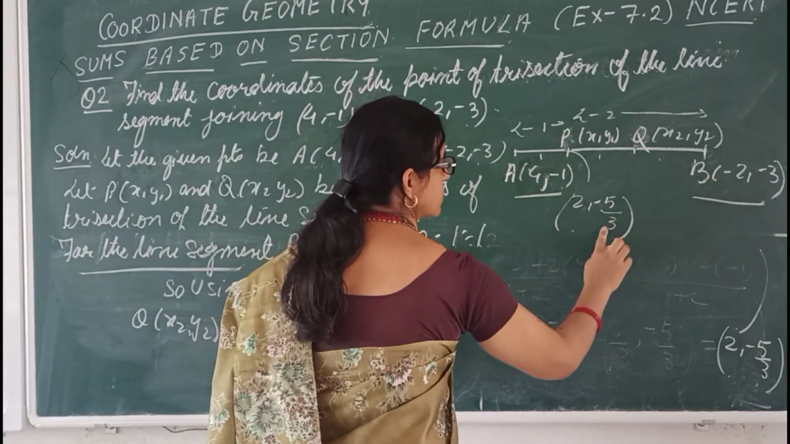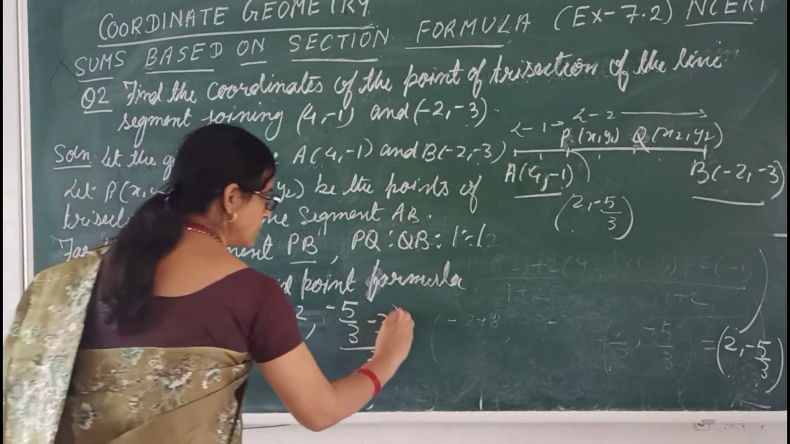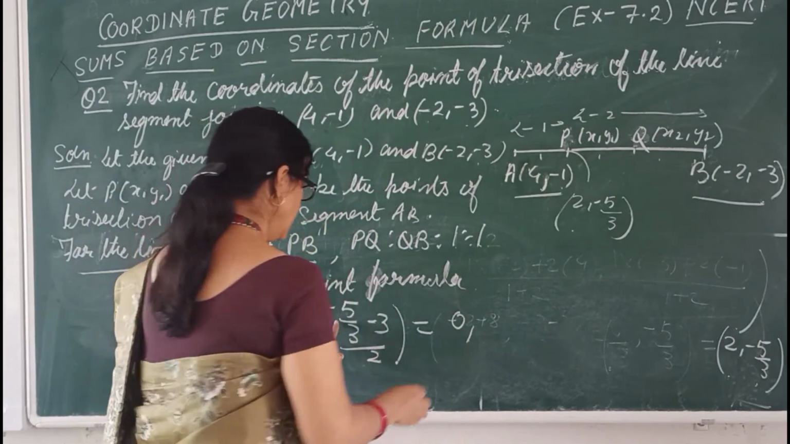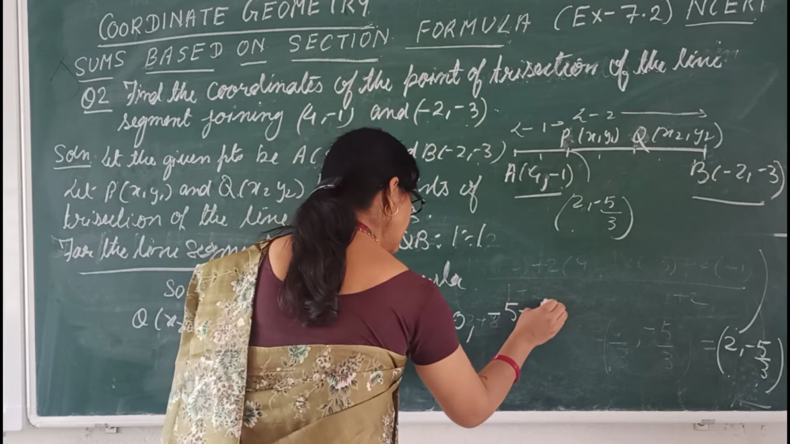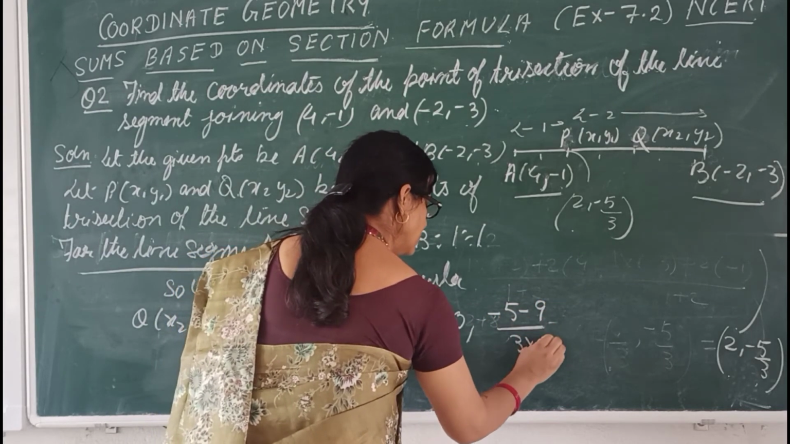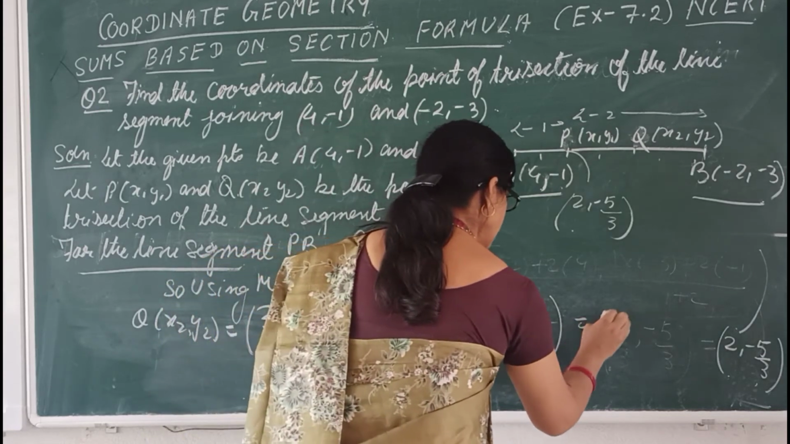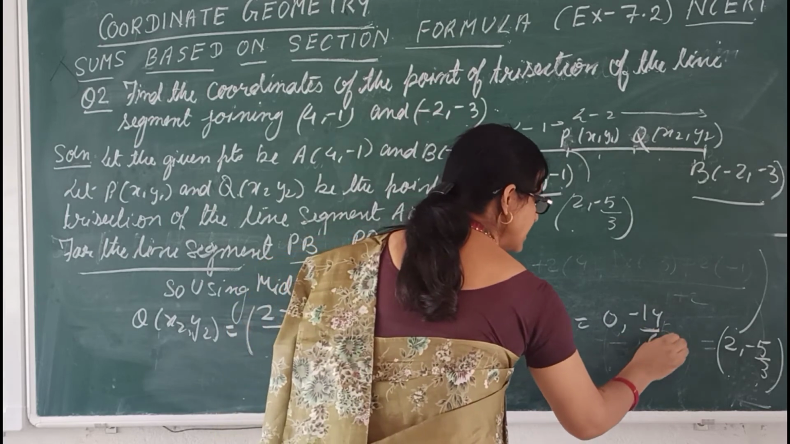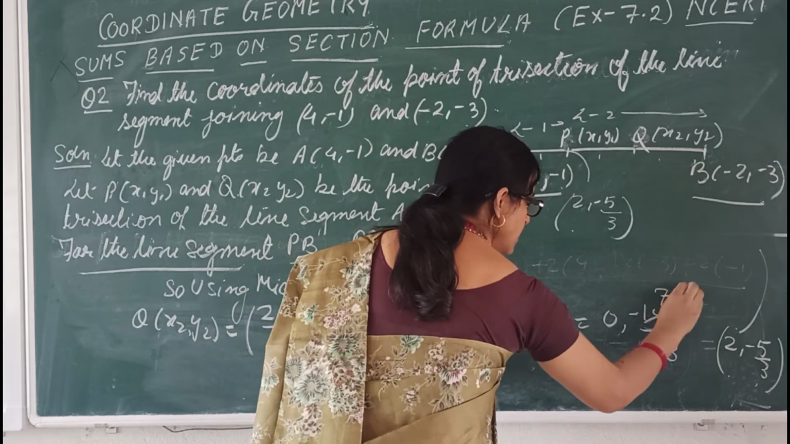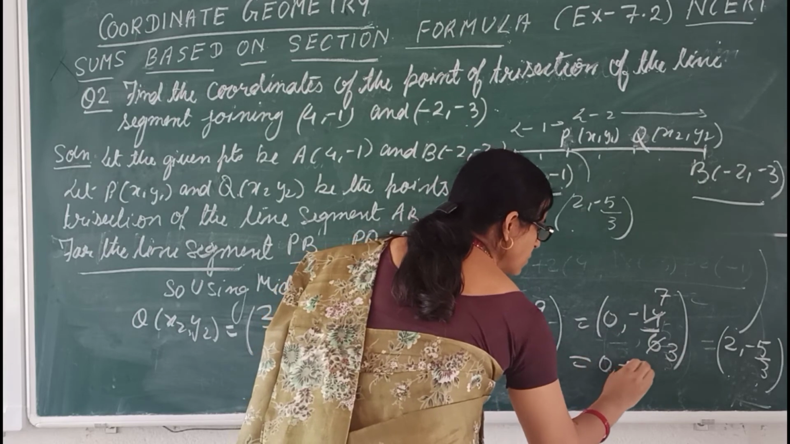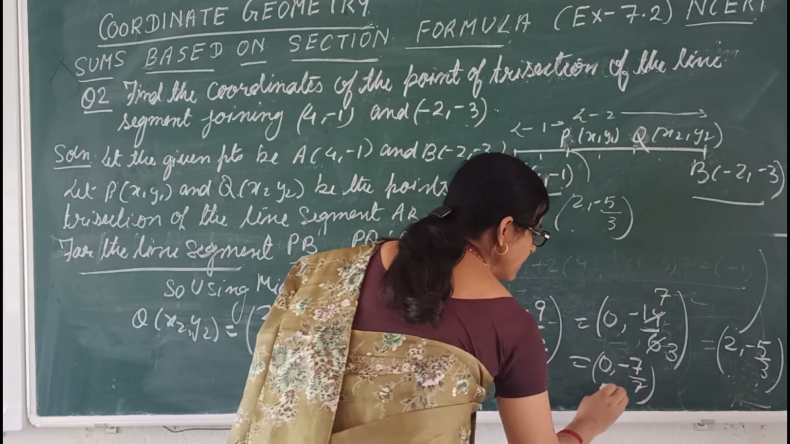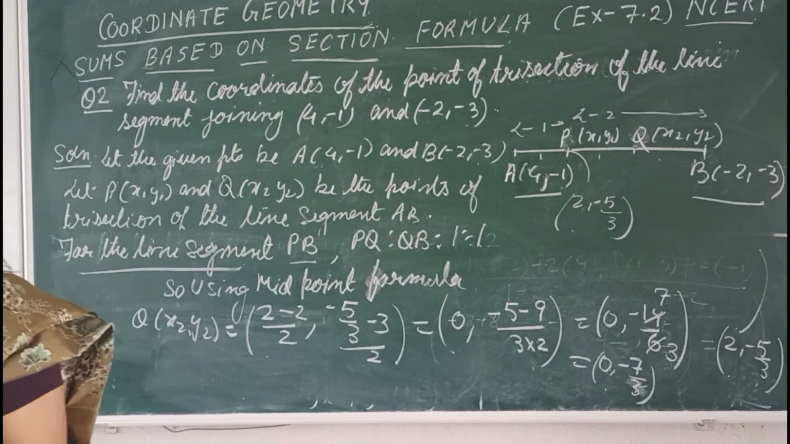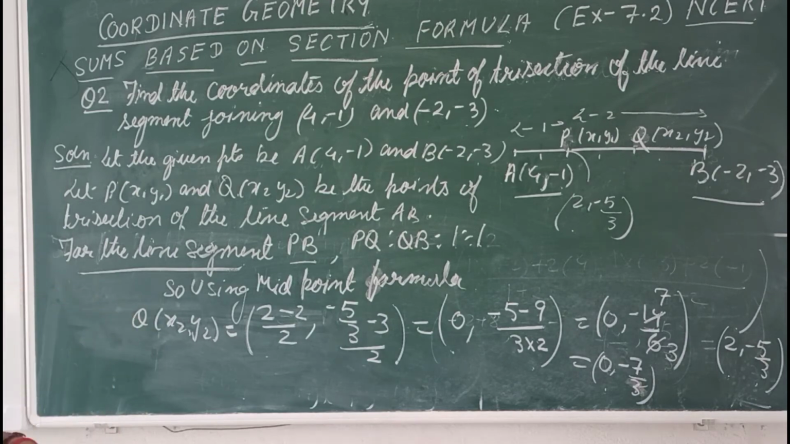Over here, some of the x coordinates by 2 and some of the y coordinates by 2. So this will be equal to 0, comma, over here minus 5 minus of 9 by 3 into 2. So this will be equal to 0, comma, minus 14 by 3. 2 3s are 6, 2 3s are 6, and 2 7s are 14. So this will be equal to 0, minus 7 by 3. Let me see once whether the answer is correct or not. Yes, 0, minus 7 by 3.